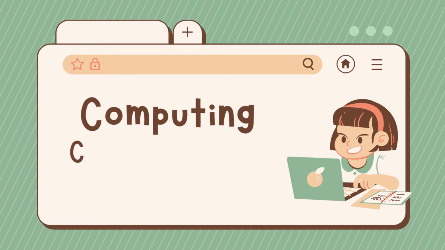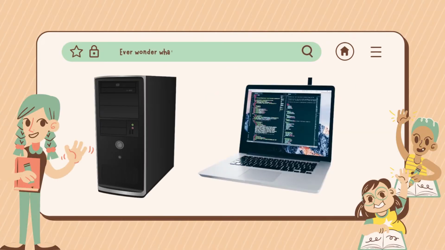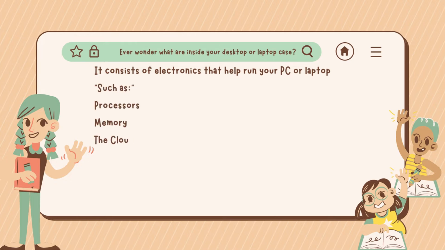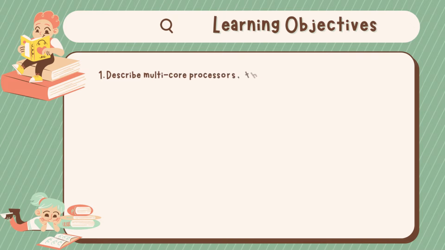Hello students. Today we will learn chapter 2, that is computing components. Have you ever wondered what is inside your desktop or laptop case? It consists of electronics that help run your PC or laptop, such as processors, memory, the cloud, input, output, and digital storage. Before we move on to the remaining content, let us view our learning objectives of this chapter.